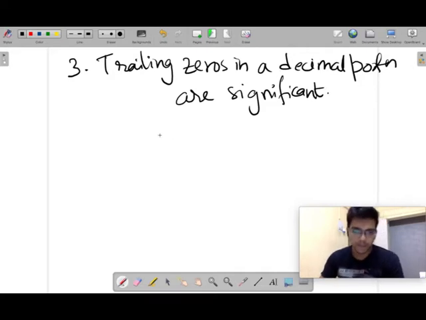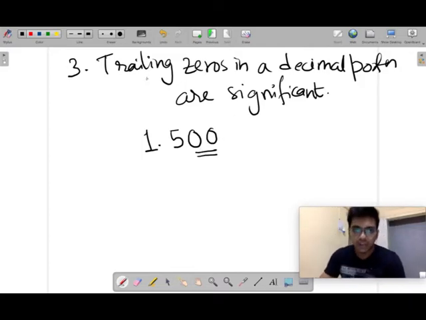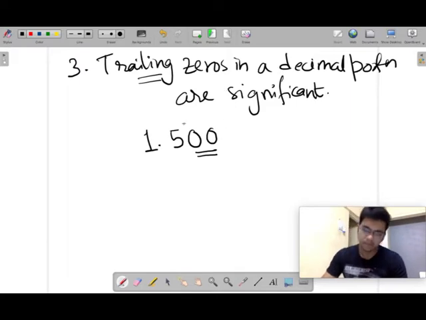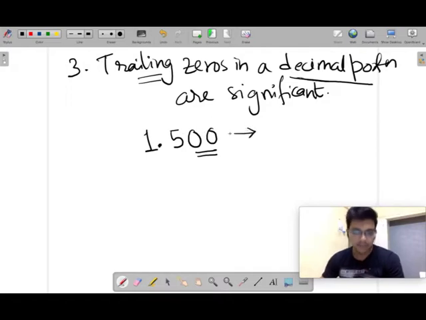Okay, so what does this mean? Let me take a number 1.500. Now these two zeros are coming at the end, right? These are what we call trailing zeros. That means they are at the end of this number, and they are coming after a decimal point. So I mentioned here trailing zeros in a decimal portion. When I'm saying decimal portion, this is the decimal portion, the numbers that follow after the decimal point. So these two zeros are significant. Trailing zeros are always significant in any number, provided they are coming after a decimal point. Okay, let's take another example.